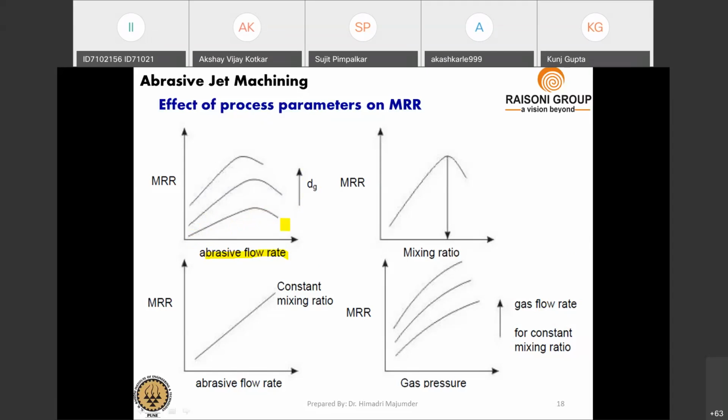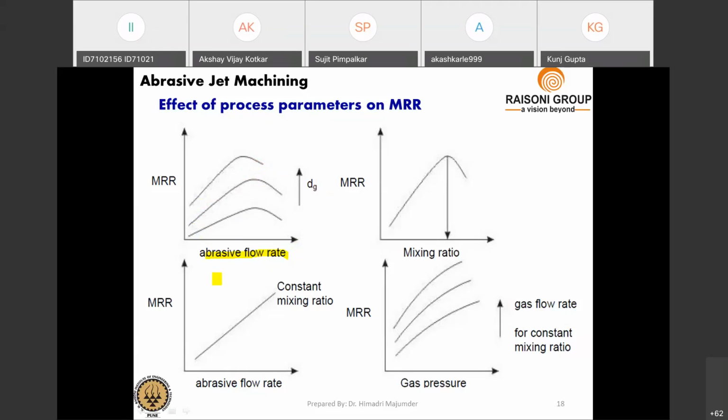MRR gets decreased. So if you increase your grit size, then you can find the same type of formation in the graph. So if you increase abrasive flow rate with varying grit diameter, the MRR will increase with the increase in grit diameter, and after a certain period of time it again reduces. So what is the reason for that?